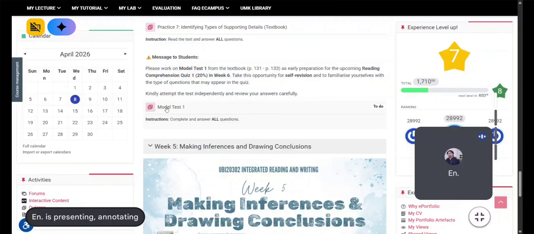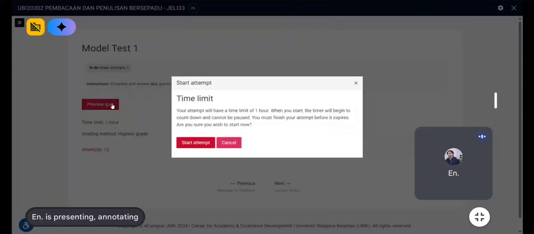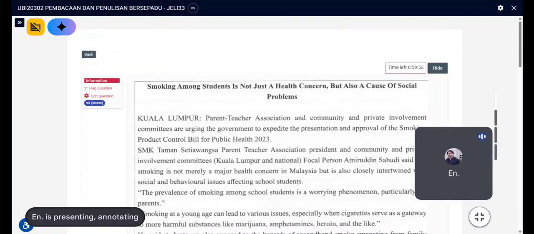Let's look together at model test 1, which I have uploaded in the eCampus, so make sure that you go and practice it. This is a preview, and the time limit is 1 hour. So preview, start the time. It will be different because I'm a lecturer. It will be a preview for me and the real one for you.